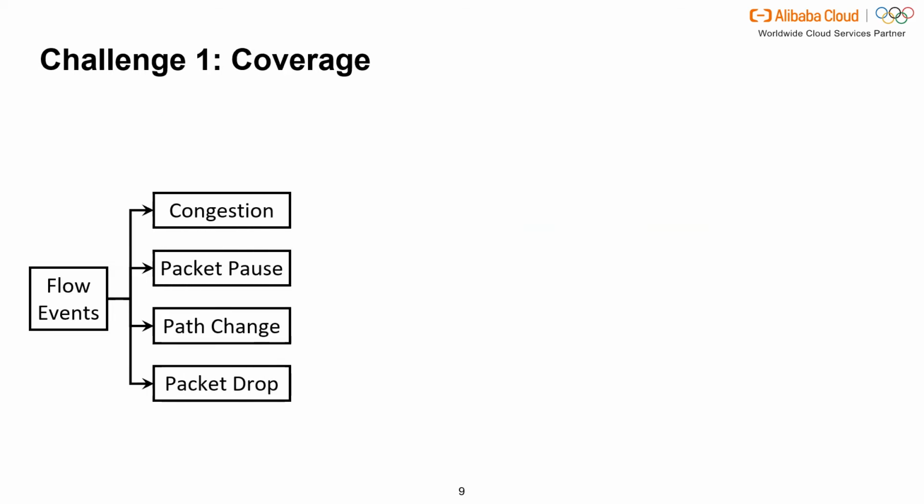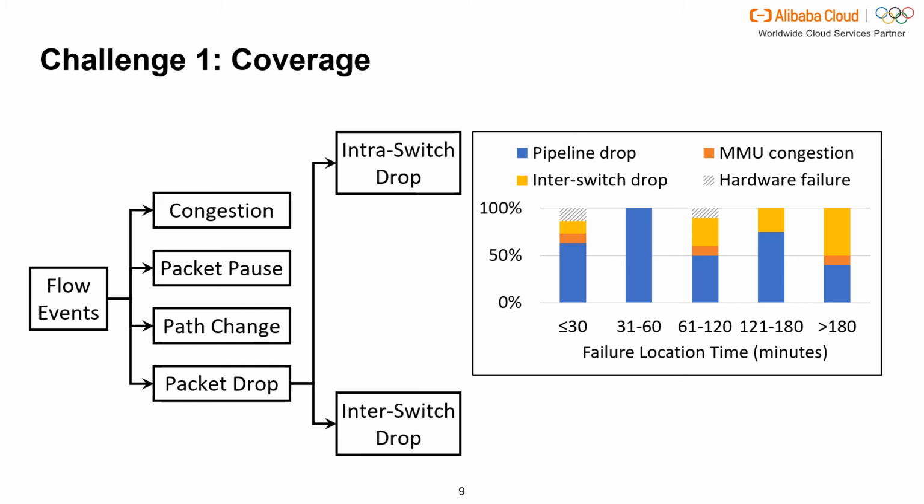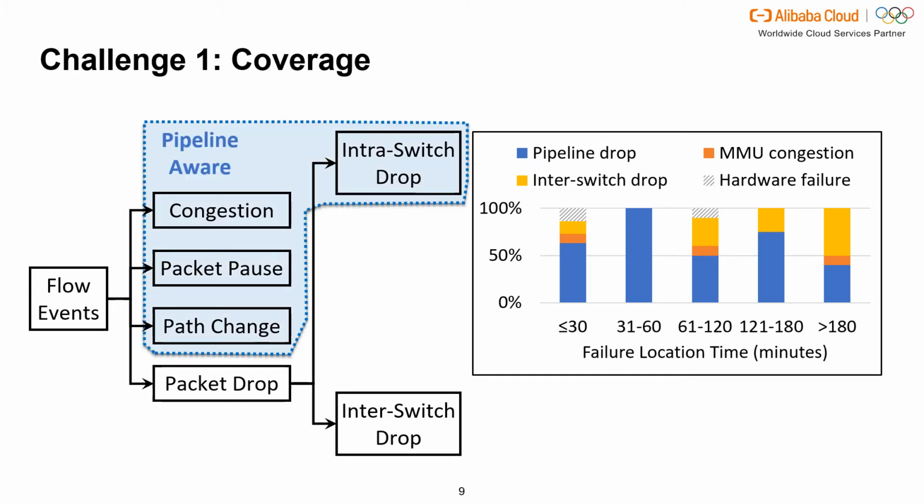For coverage, NetSeer should be able to discover all flow events from high-speed ongoing traffic. There are 4 types of network events: congestion, pause, path change, and packet drops. Especially, there are 3 types of packet drops: pipeline drop, MMU drop, and hardware failure drop belong to the inter-switch drop. Inter-switch drop and the other events are pipeline aware. NetSeer traces the entire packet processing logic in pipeline to comprehensively detect pipeline-aware events.